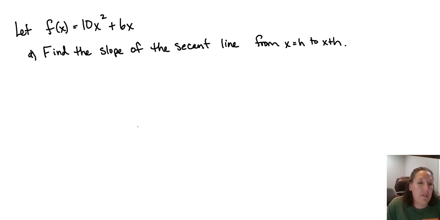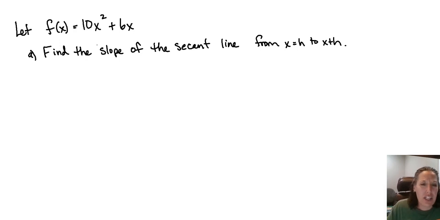Hello, welcome to this video on the average rate of change and looking at secant lines for polynomials. So we've got f of x equals 10x squared plus 6x. We're asked to find the slope of the secant line from x equal h to x plus h.